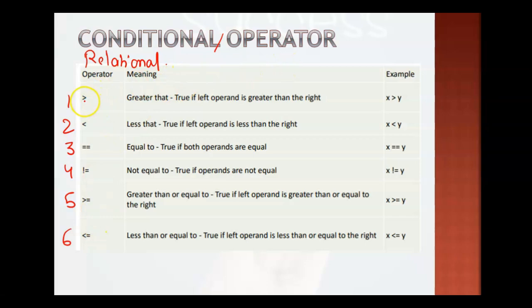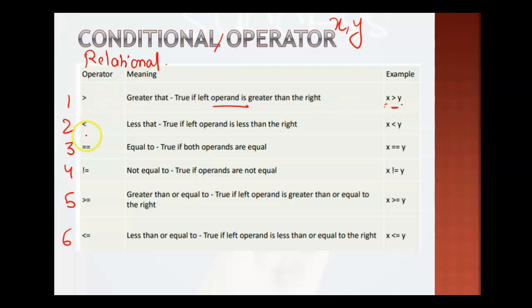So first one is the greater than sign. It is true if the left operand is greater than the right one. Operand, I already explained to you. The variables which you are using along with the operators are called operands. So x and y are operands here. If the value of x is greater than y, in that case you will get a true result, and if y is greater than x, then in that case you will get a false result. That is the greater than operator.